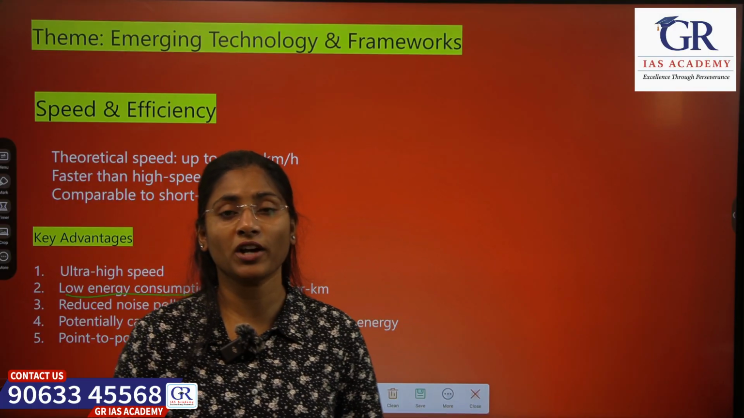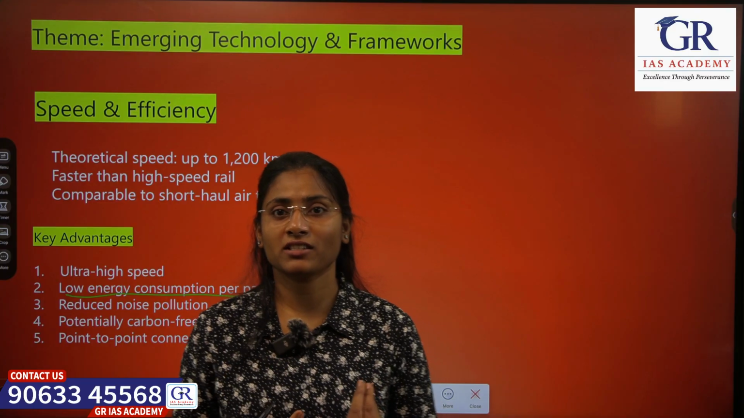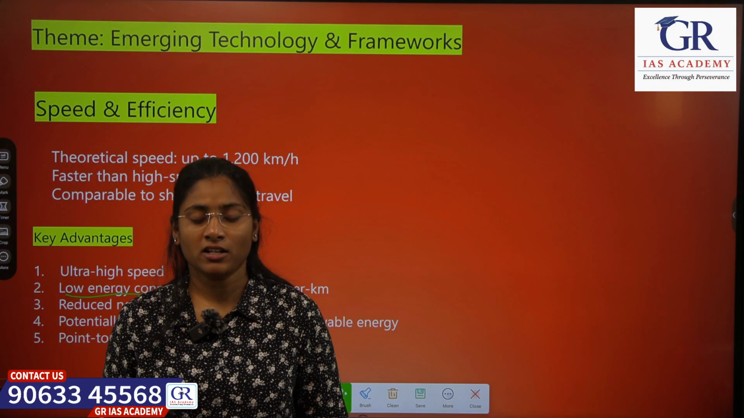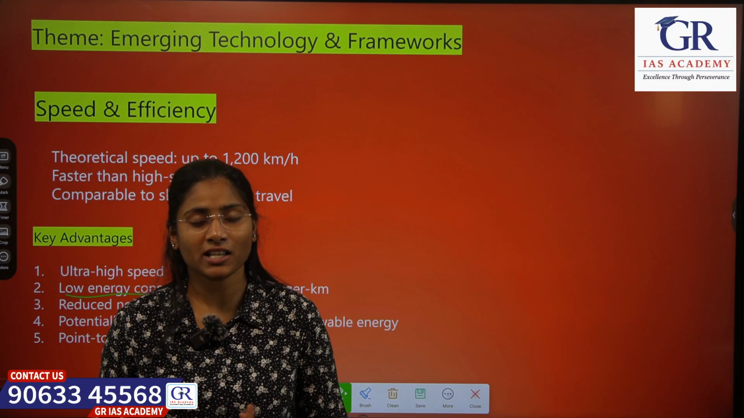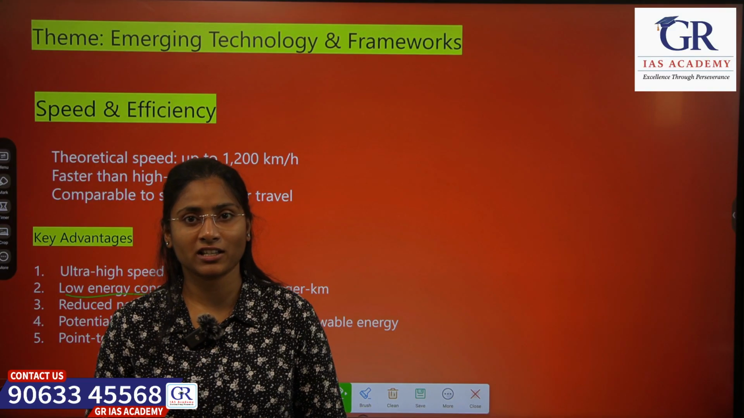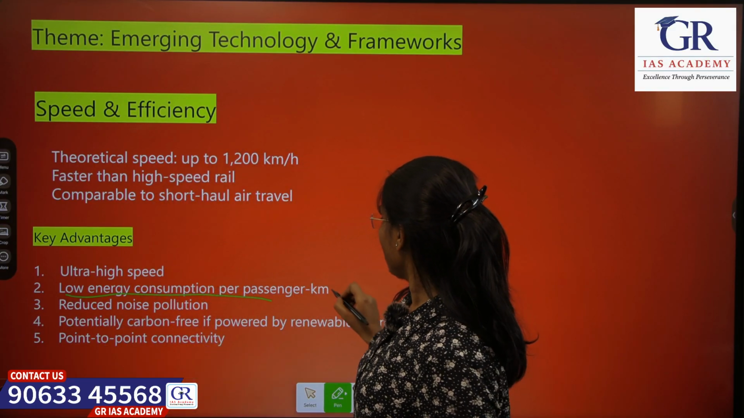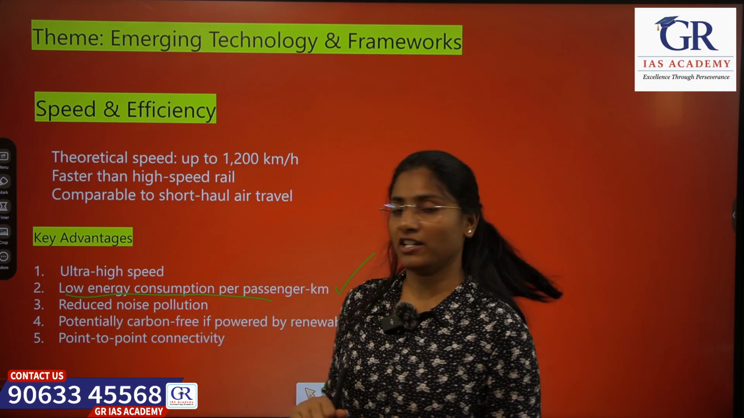Why does it use low energy consumption? Because half of the energy is not wasted in the form of friction. Since it is floating in the air, there is no friction, there is no air drag. So that's how the efficiency is increased. When efficiency is increased, consumption of energy decreases. So that's how we can operate hyperloop under low energy.